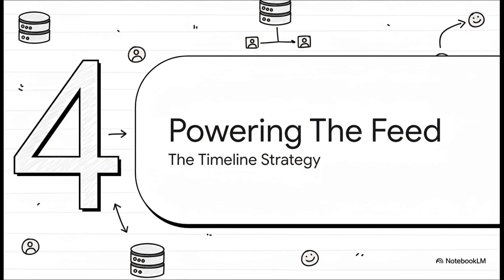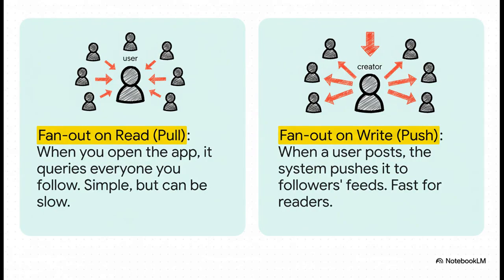All right, now for the main event. Let's see how all of this comes together to build the single most important feature of the app, the feed. Constructing your personal timeline and doing it instantly is one of the biggest engineering challenges there is. Getting it right is the key to a great user experience. So there are two main ways to tackle this problem.